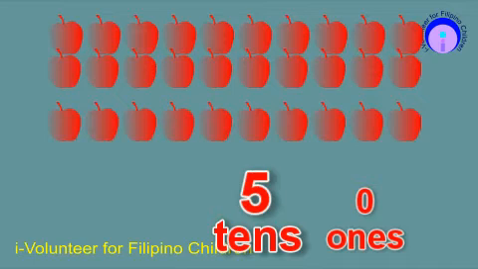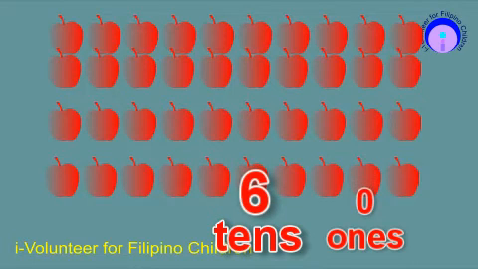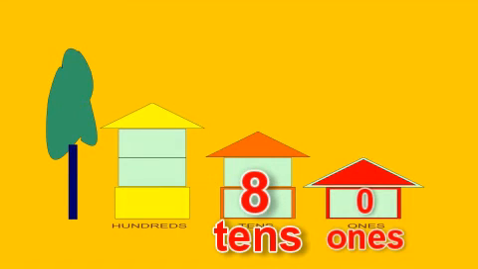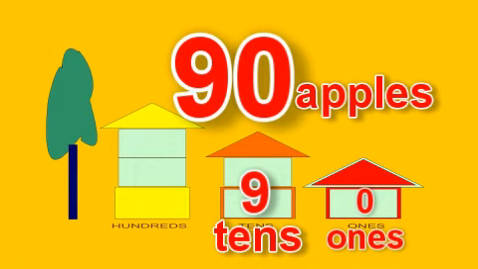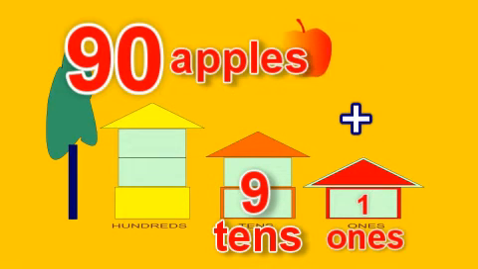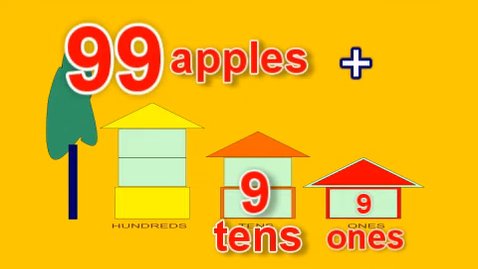Ivy continued to harvest apples. 6 tens, 7 tens, 8 tens, 9 tens. Now she has 90 apples in the orange house. Ivy continued to pick some more. More apples. More apples. Now, the total apples is 99.